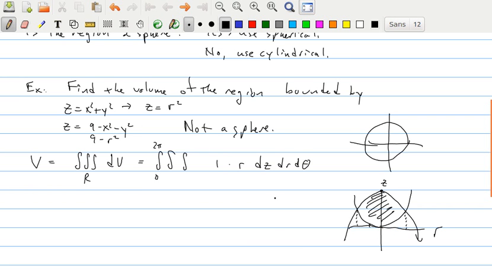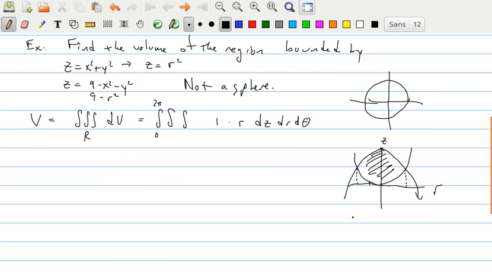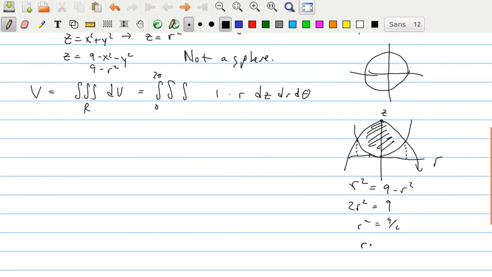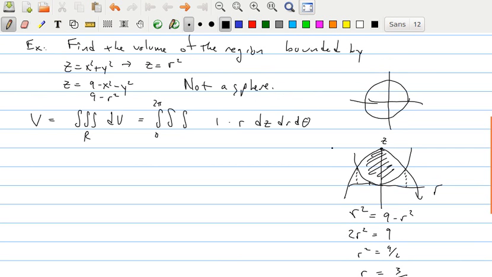So if we set the two heights equal, we get r squared equals 9 minus r squared. So 2r squared is 9, so r squared is 9 over 2. Taking the square root, we see that the furthest out r value is 3 over radical 2. Based on our picture, there's no gap in the middle here, so our r values go from 0 all the way out to 3 over radical 2.